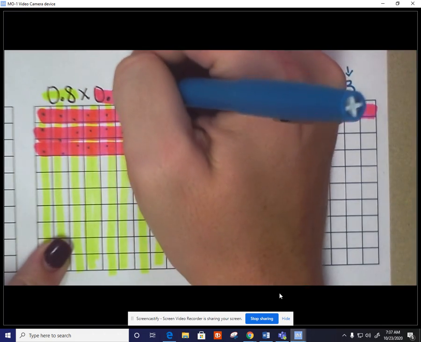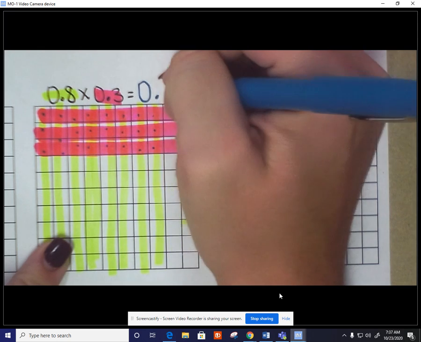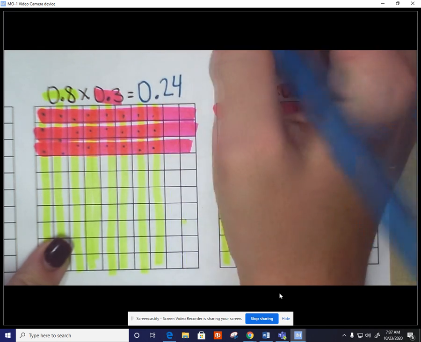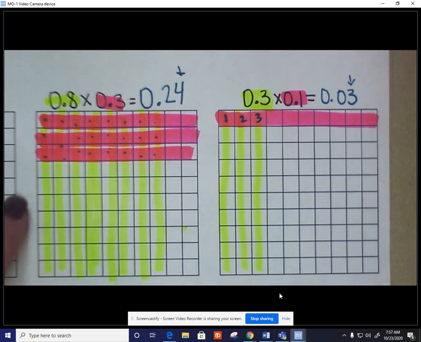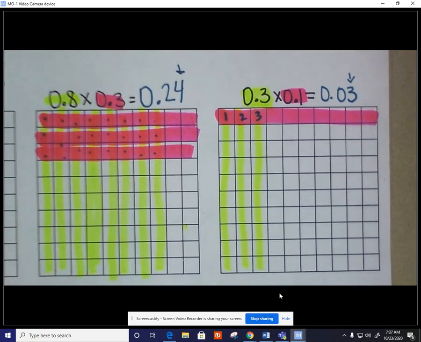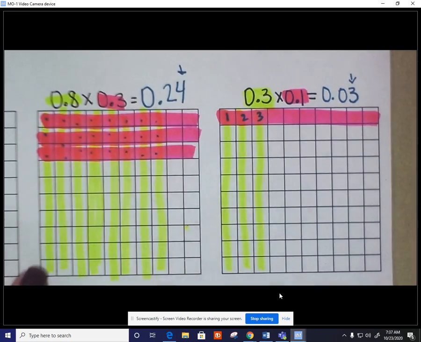If we remember how to write that, it's 0.24, because my 4 lands in my hundredths place. So that's how you write 24/100ths. This is a good way to model how we can multiply decimals. So I want you to go ahead and use this to do your activity.